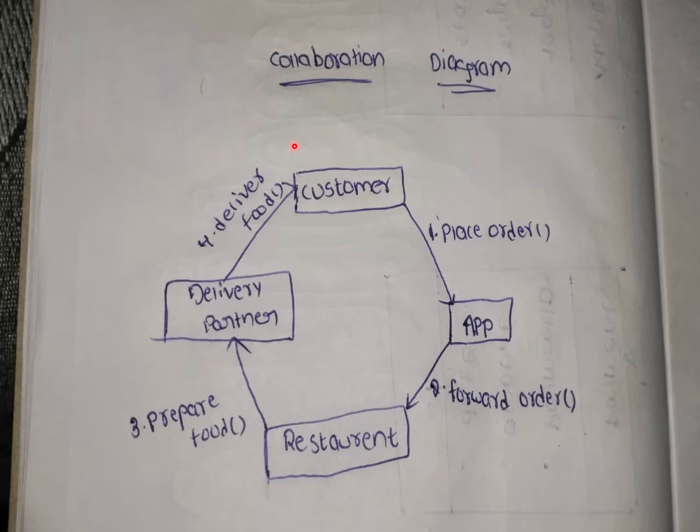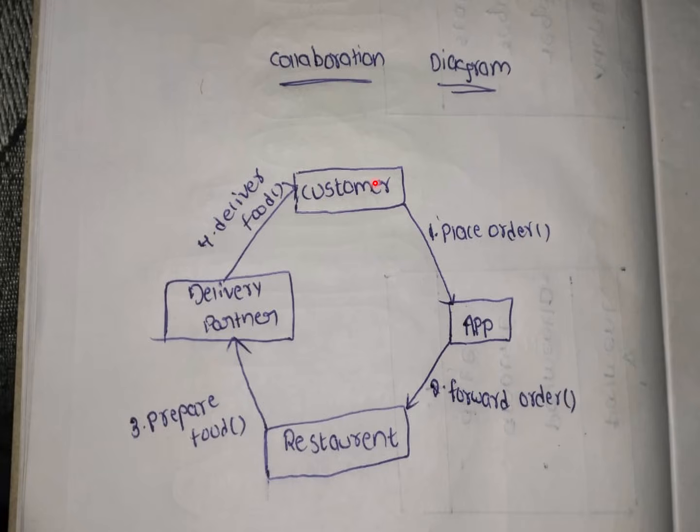As I told you, I have 6 steps. Let us recall those 6 steps again. First one is identify objects. I have identified the objects as customer, app, restaurant and delivery partner. Done. Step 2 is we have to place the objects freely. According to the use case, first I have used customer, and after that app, restaurant and then delivery partner. I have placed the objects, like drawing the rectangles, freely.